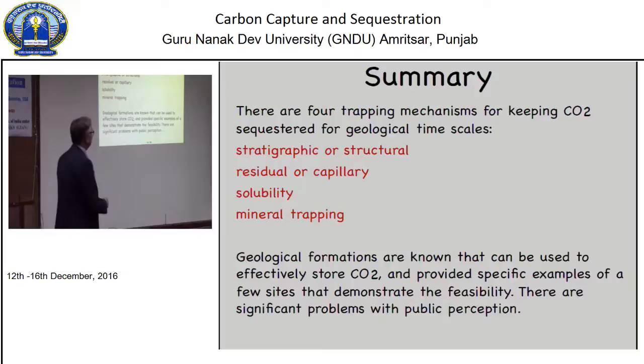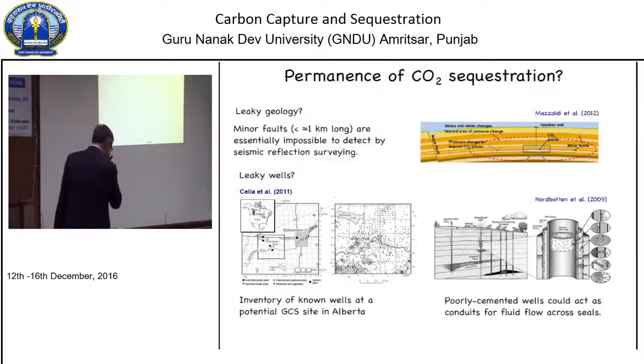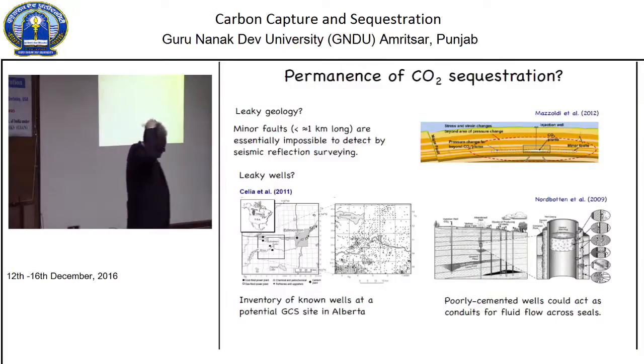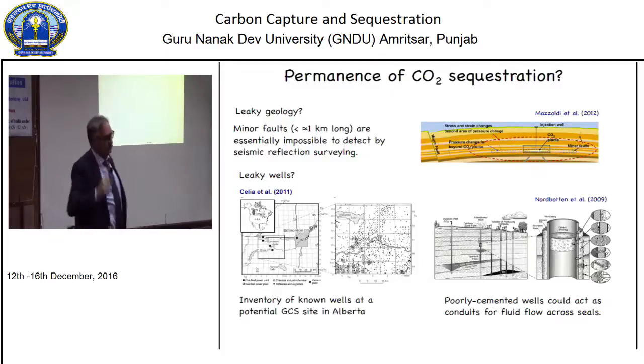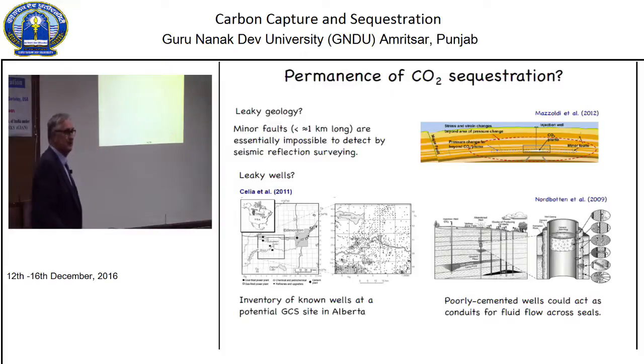So let's summarize where we're at with regard to carbon gas storage. These are the four mechanisms by which this happens. We reviewed them already. This is the barrier. This is the little droplets. This is the solubility and the mineral trapping. There are known geological formations where this can happen, and there are significant problems with public perception. And that still clouds our ability to do this particular capture. Now, again, during the course of the break, several of you came up to me and said, well, is this safe? Okay, and that's an important question.